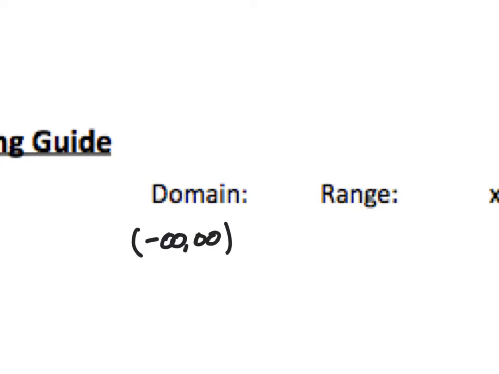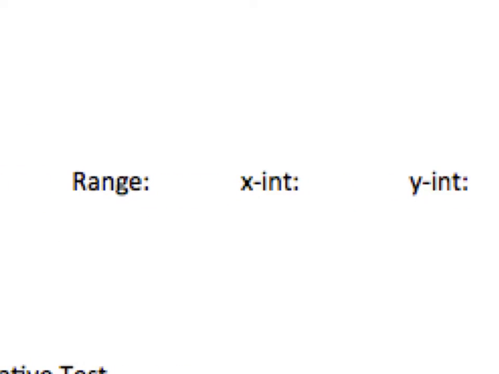The range, that's something that we're going to take a look at. We don't really need to know that per se. I'm not really going to talk about that too much. But let's go ahead and find our x-intercepts.